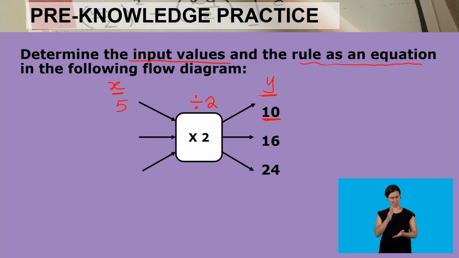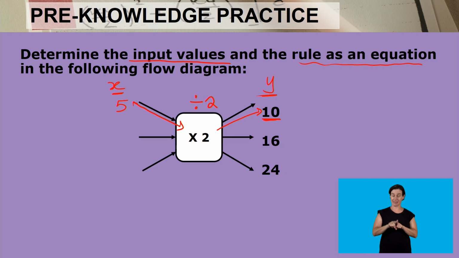And just to make sure that we have our input value correctly, if we take that 5 and put it into our rule, which is multiply by 2, what is the answer when we say 5 multiplied by 2? Yes, you are correct. The answer is indeed 10.